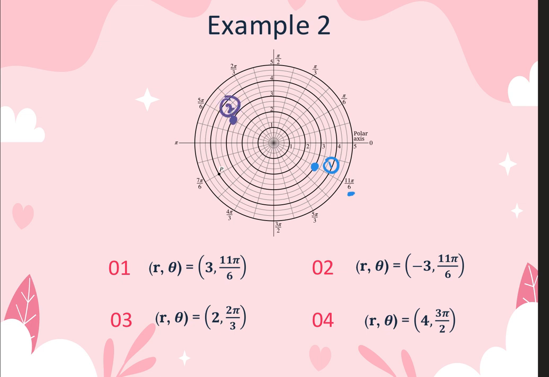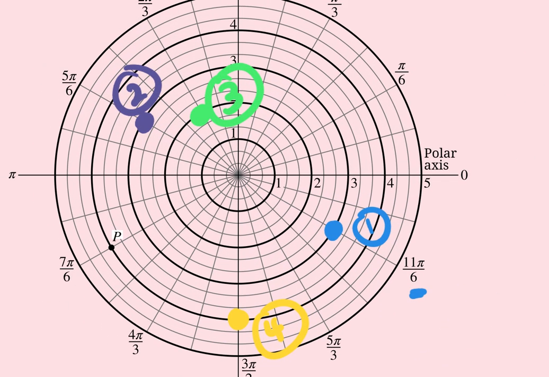(2, 2 pi over 3). 2 pi over 3 is in the second quadrant. Go to that second ring. That's 3. And 4, (3, 3 pi over 2), 4. I'm going to go down. Oh, those are terrible colors, but do you see them? Yes? Questions so far?